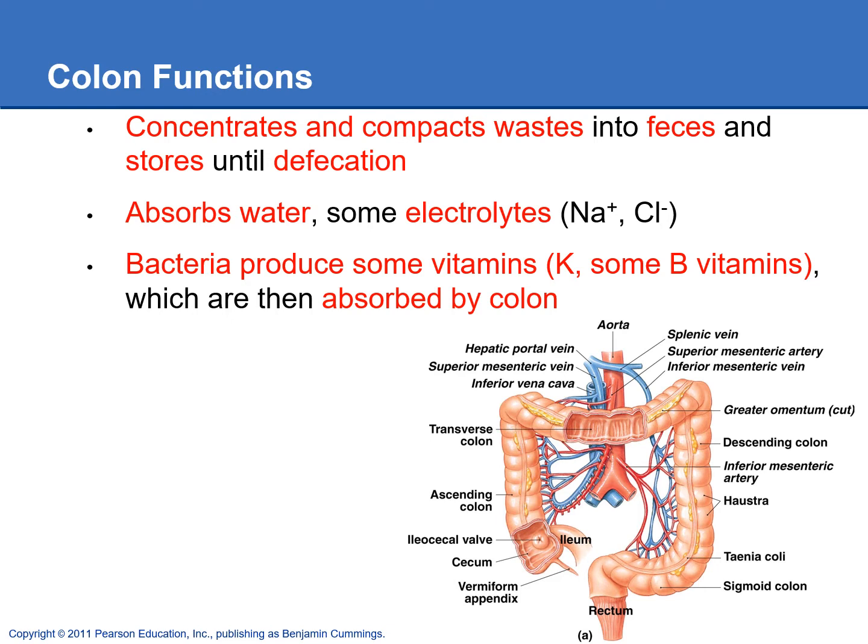There's also some electrolytes absorbed here, like sodium chloride, and there's quite a few bacteria that live in the colon, and they produce some of the vitamins for us. So for example, they produce vitamin K, which the liver will use to make clotting factors. And they also produce some B vitamins, which we will absorb through the colon.